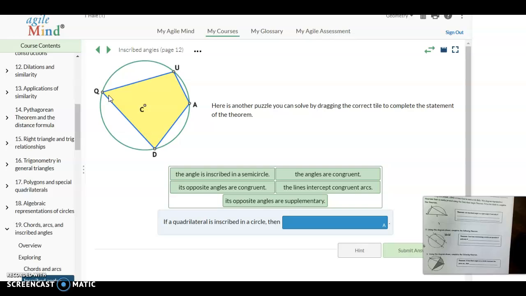And what is half of a whole circle? Well, a whole circle is 360 degrees, so half of that would be 180. So that tells me angles Q and A, which are opposite angles, have to be supplementary. They have to add to be 180 degrees. So if a quadrilateral is inscribed in a circle, the opposite angles have to be supplementary.